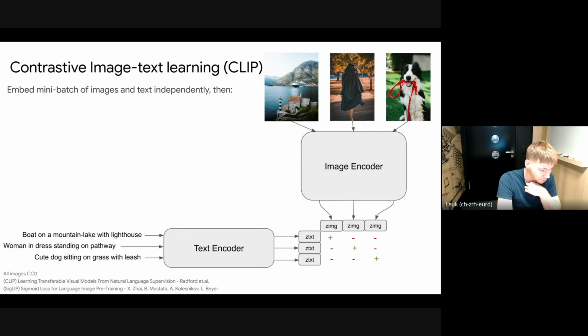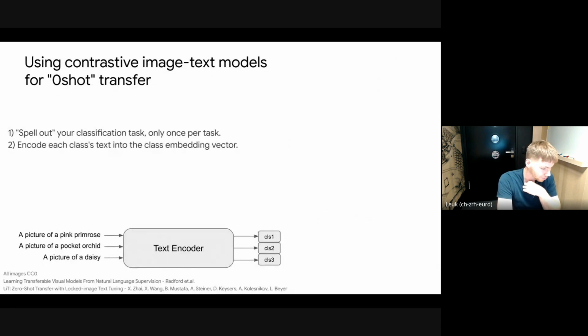And then when you train the model in this way, you can later use it in a very nice way. If you have a new task, you basically describe the things you want to recognize by writing down the text. Let's go back to the example we had in the beginning, these flowers, these three classes. Now I don't call them A, B, C, but I actually write a picture of a pink primrose, a picture of a pocket orchid, and a picture of a daisy. And notice I don't need any images for this. I just define my task by writing it down.